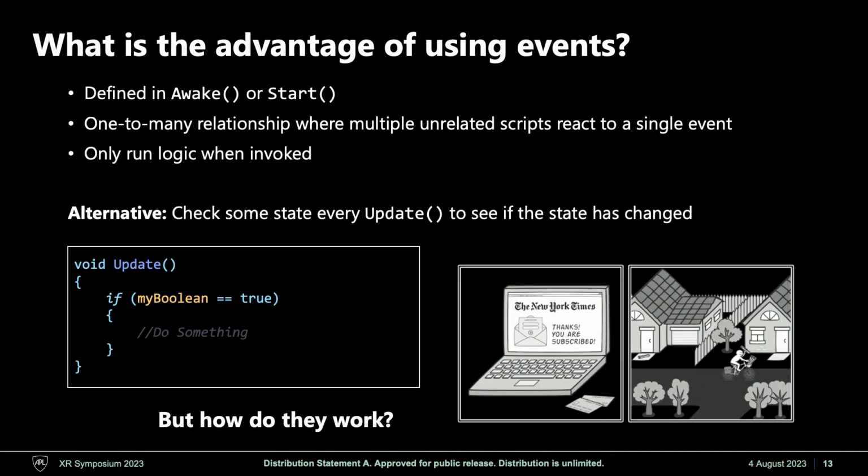Well, what we can do with events is just define them in awake or start. So when our game starts up, we tend to move all of the logic out of these update statements and into our awake or start methods. So why does that help? Well, for one thing, performance, but also we can only run the logic when the events themselves are invoked.